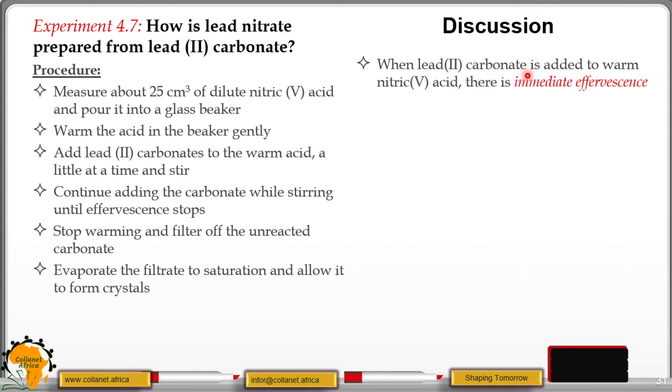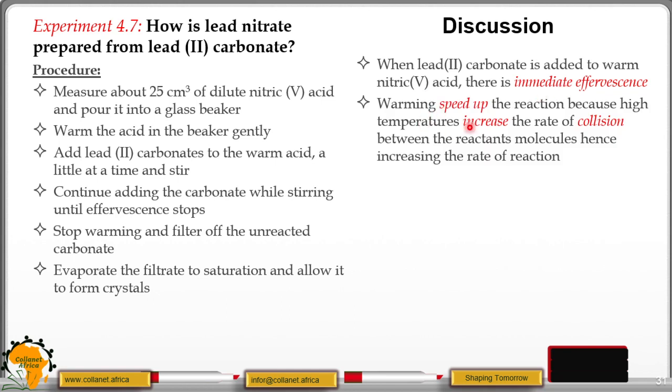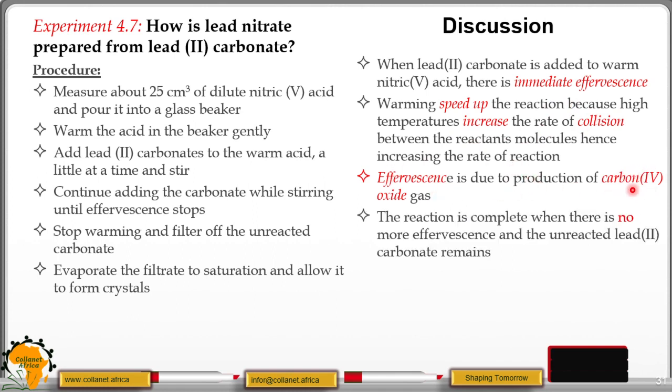When lead 2 carbonate is added to warm nitric acid, there is an immediate effervescence, and this effervescence is due to the production of carbon dioxide. Warming speeds up the rate of the reaction because high temperature increases the rate of collision between the reactant molecules, hence increasing the rate of reaction. Effervescence is due to the production of carbon dioxide gas.